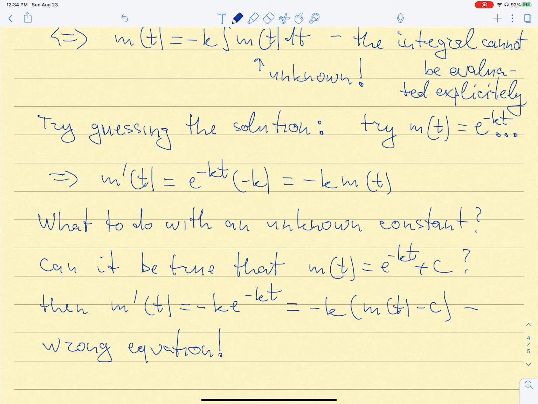So adding a constant is not correct in this case. You cannot add a constant. All right, so I'm at a total loss here. So what else can I do? Well, maybe I can multiply it by something.